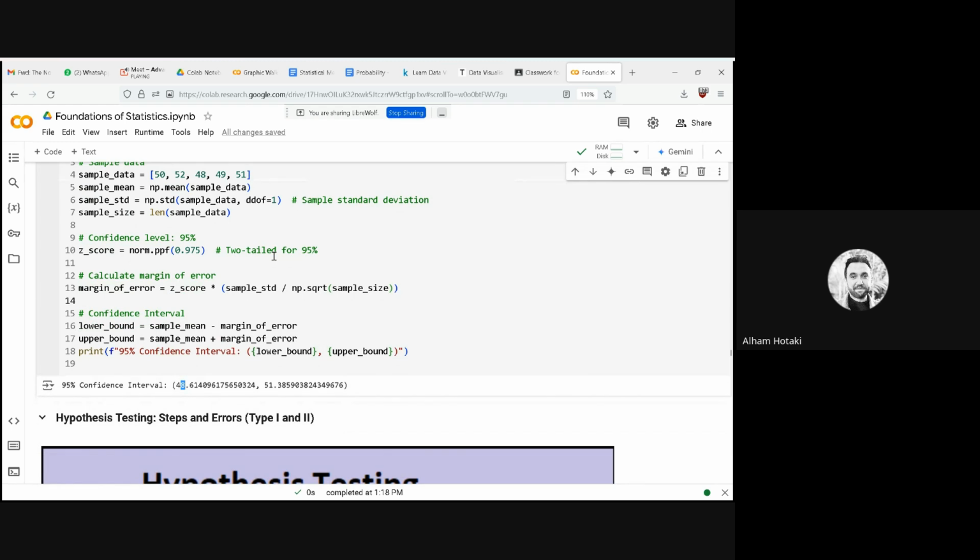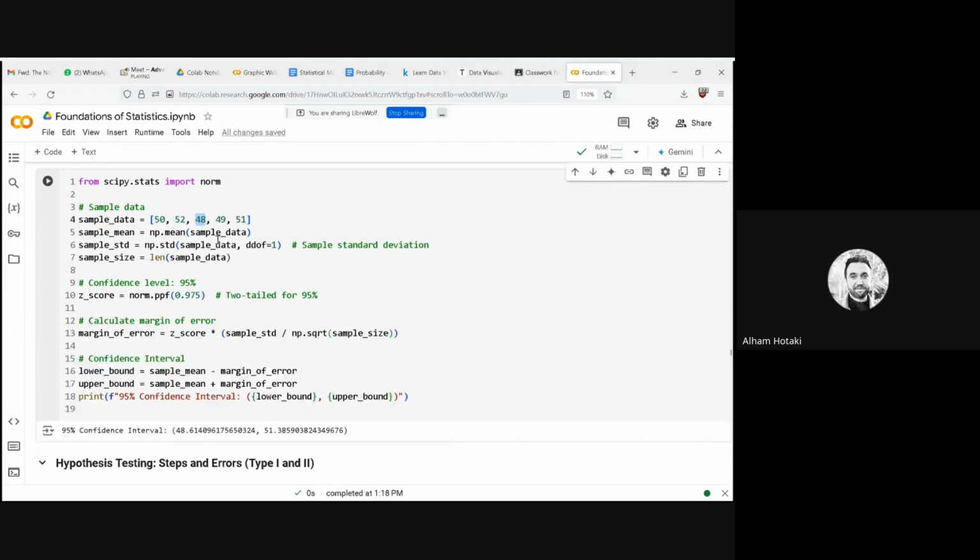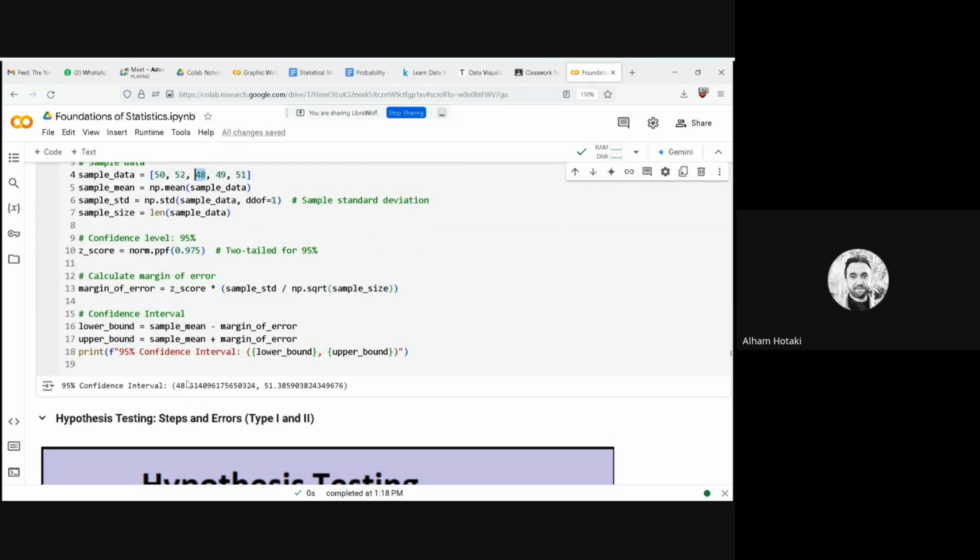What does it mean? We are 95% confident that, for example, the mean for this population is between 48 and 51. Look at the data of this sample: it is actually like that. We have 51, and 52 is the highest and 48 is the lowest. So this is the upper bound and this is the lower bound.